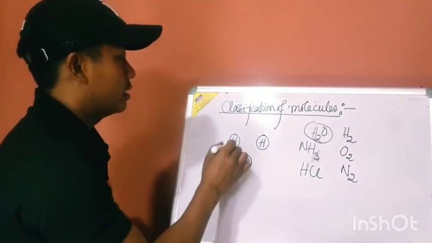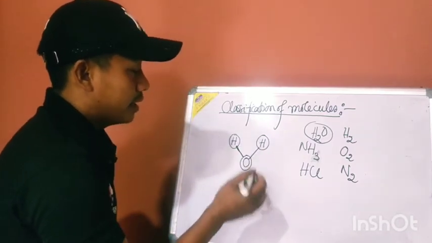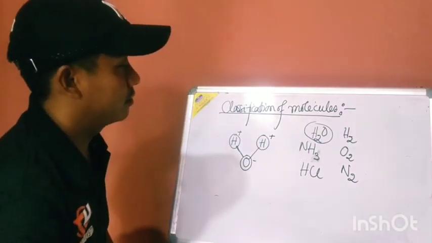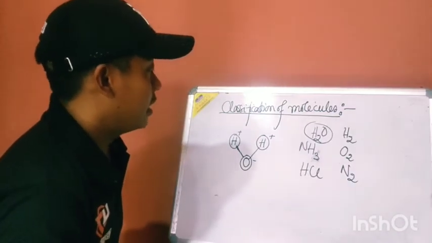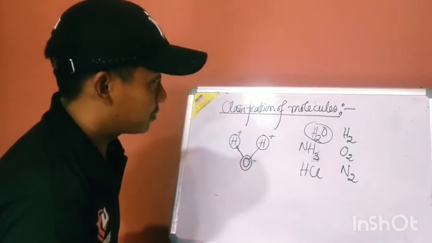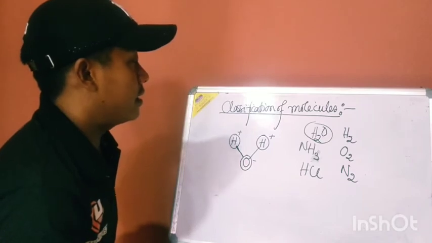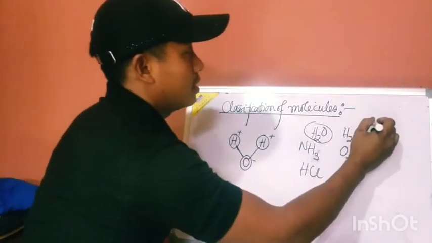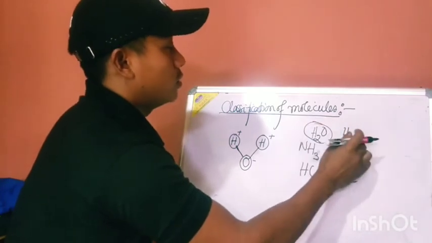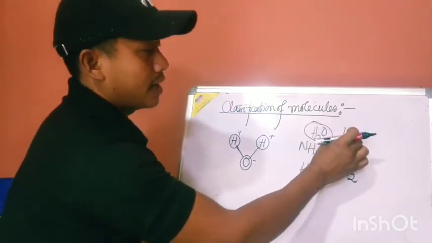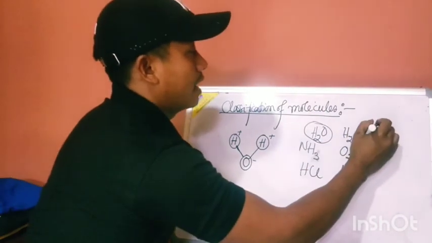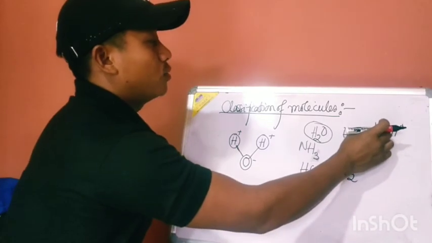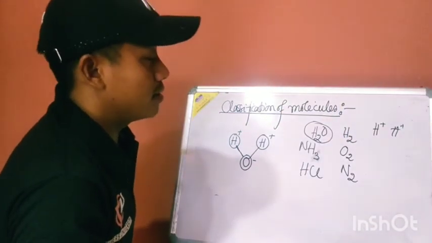You might have learned in chemistry that there is a bond angle between them. And as you know, hydrogen has positive charge and oxygen has negative charge. So there consist equal and opposite charges. However, in case of a hydrogen molecule, the molecule consists of only hydrogen atoms. One hydrogen is positive, the other one is also positive.